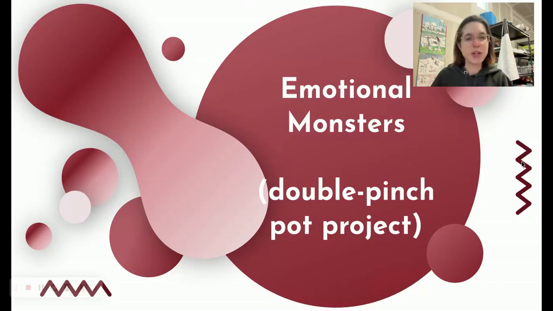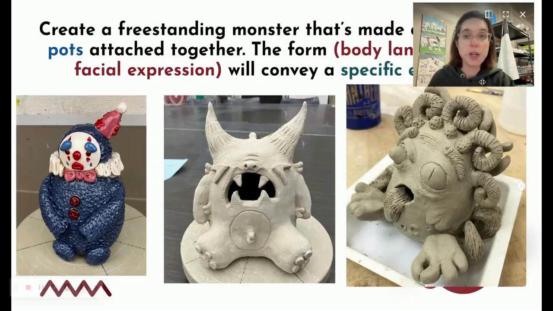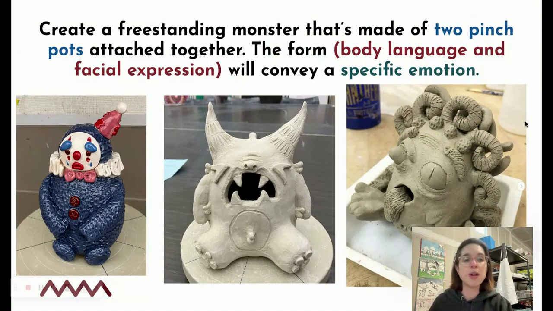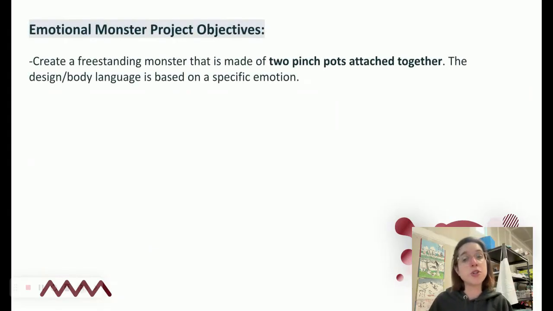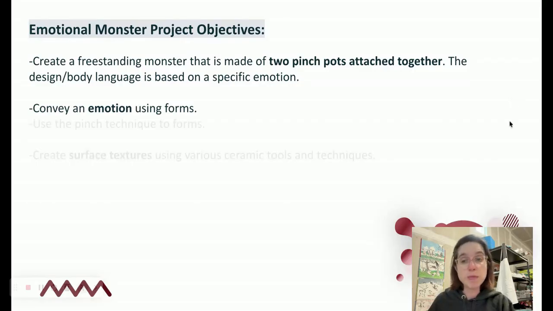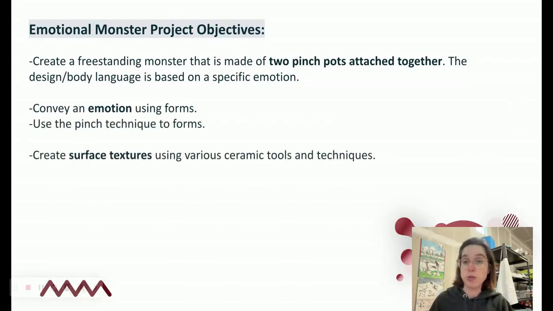Now, this is your project. It's called Emotional Monsters. This is also a double pinch pot project. So what you're going to do is create a freestanding monster that's made of 2 pinch pots attached together. The form, which is body language and facial expression, will convey a specific emotion. And you're going to see some student examples here. So the objectives for this project are to create a freestanding monster that's made of 2 pinch pots attached together. We're conveying an emotion using forms, and we're using the pinch technique to create those forms.